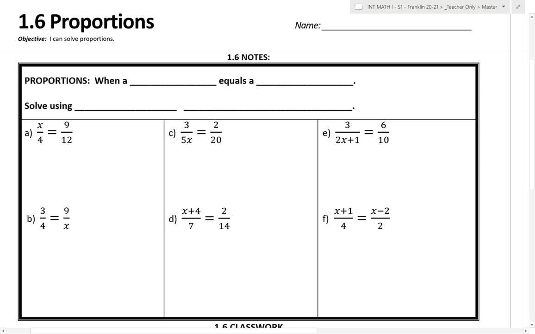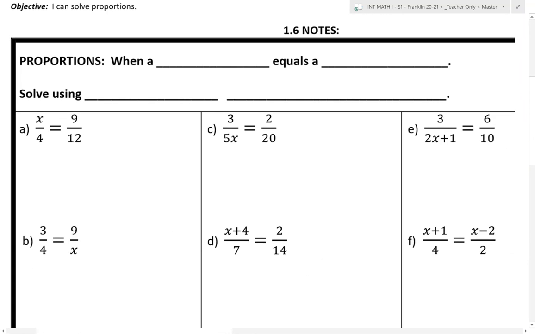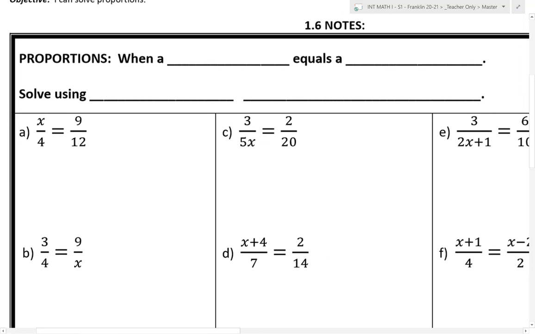1/6 proportions. So this is the last section of the quarter, and it is the last type of equation we're going to focus on before moving on to other things. And it's sort of a special type of equation, right? It's slightly different from the ones we've seen before, and right away you can see that there's a lot of fractions.